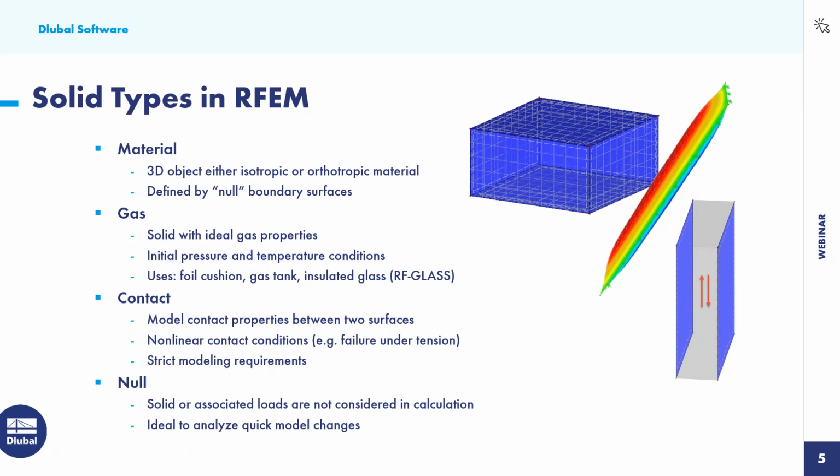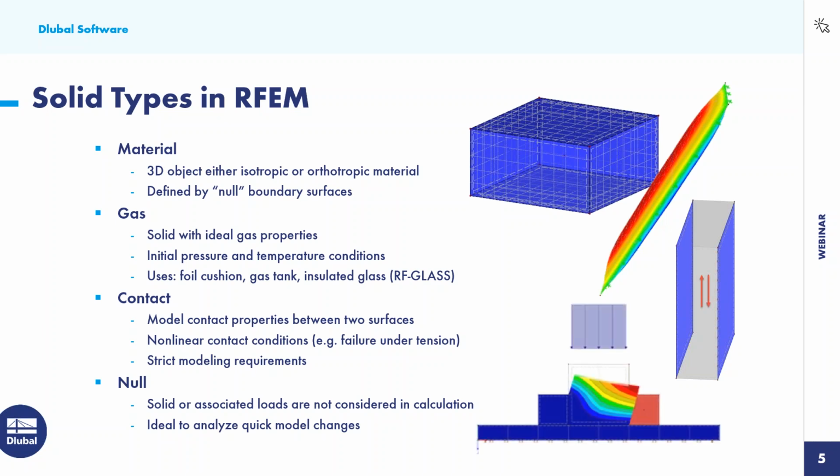We also have a contact solid. This solid is actually used to model the contact properties between 2 surfaces. Over on the right-hand side here, you can see we have surface A and surface B. We would actually give those surfaces a material and a thickness, unlike the null surfaces for material solids. And we're using this contact solid to define nonlinear contact conditions between those 2 elements, for example, failure under tension or rigid friction. Now, contact solids do have strict modeling requirements, so we'll go over those a little bit later on in the presentation.